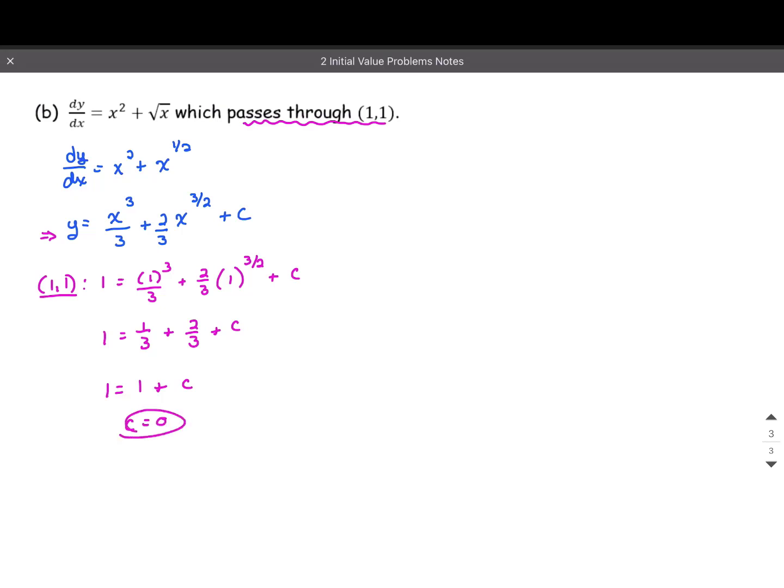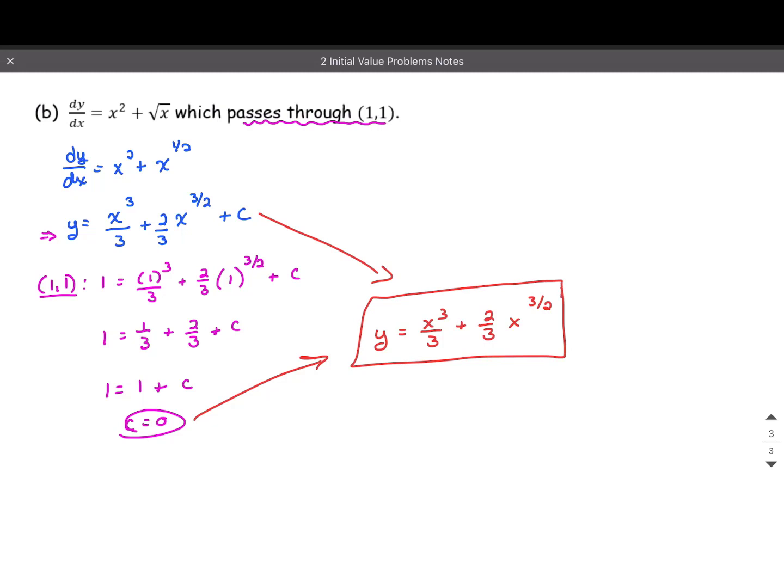So if our c is 0, that means that our particular solution is y equals x to the 3rd over 3 plus 2/3 x to the 3/2. And we don't add a constant. There we go. Good job, guys.